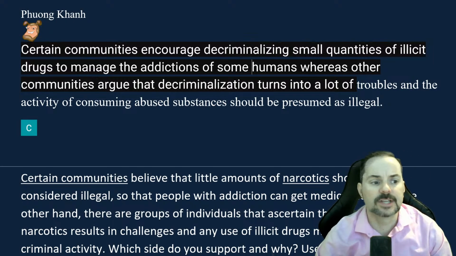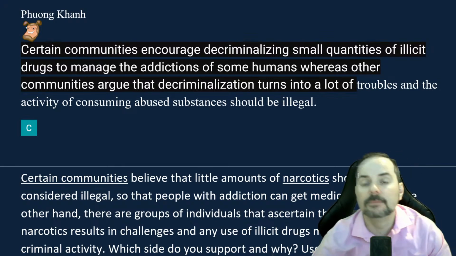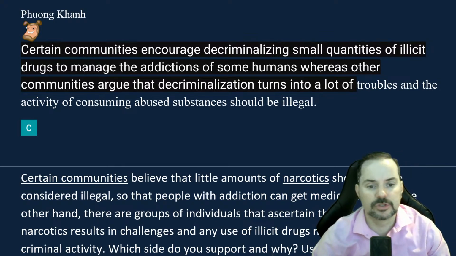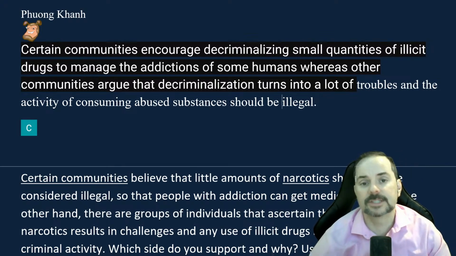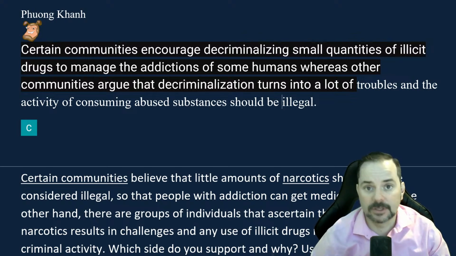Whereas other communities argue that decriminalization turns into a lot of troubles and the activity of consuming abused substances should be presumed as illegal. Should be illegal, not presumed as illegal, but should be illegal. We're not presuming it to be illegal. We're saying it is illegal. So, but Fong, otherwise fairly good. Nice grammatical paraphrasing there. All right.